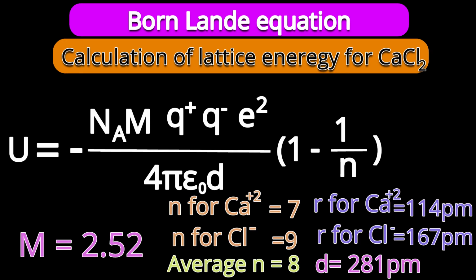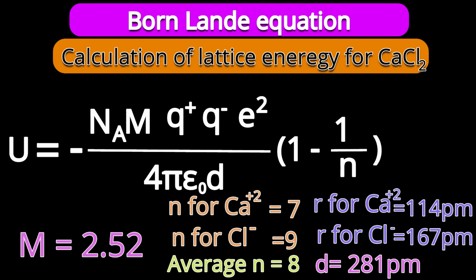Let us further understand the application of the Born-Lande equation for the calcium chloride lattice. The formula is in front of you. What do we need for that? The Madelung constant. Calcium chloride has a fluorite kind of structure, the CaF2 structure, and for that the Madelung constant, capital M, is 2.52. We need to find the Born exponent. For that, we should find the individual values of n and then the average value.